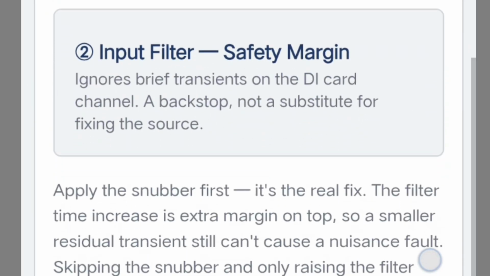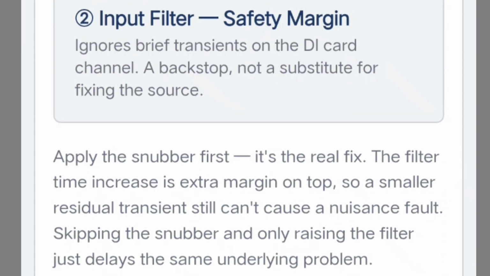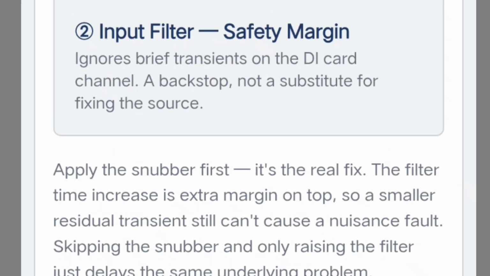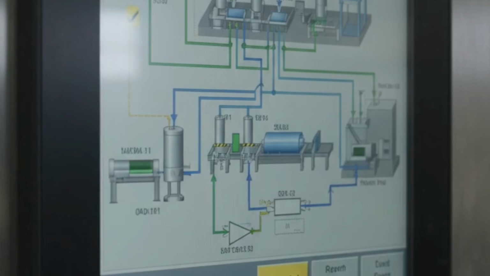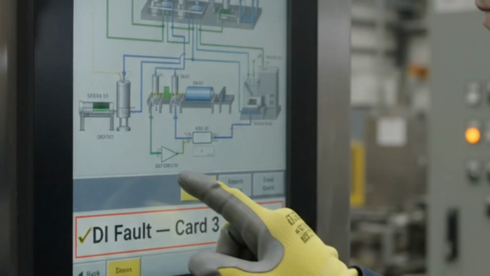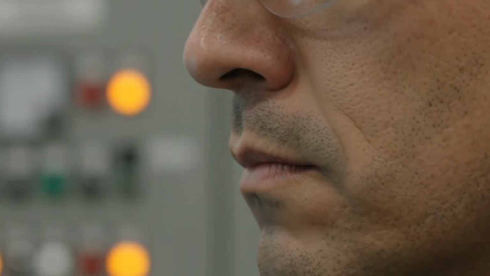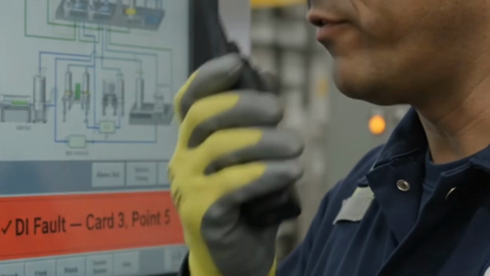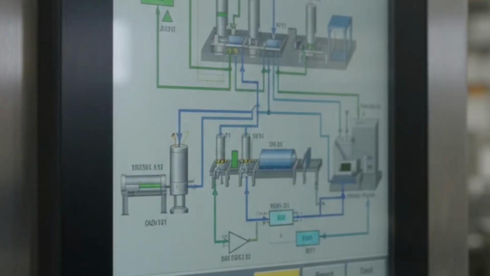If you only adjust the filter and ignore the noise source, you're just raising the threshold for the same underlying problem, and a stronger transient down the road can still get through. The broader lesson here, beyond this one fault, when something looks intermittent and doesn't correlate with the thing it's supposedly monitoring, start looking at what else shares its physical space. Same panel, same tray, same conduit run. Electrical noise doesn't respect the boundaries we draw on a schematic. And always fix the source before you paper over the symptom with a filter or a timer. A filter buys you margin, it doesn't solve the actual problem.